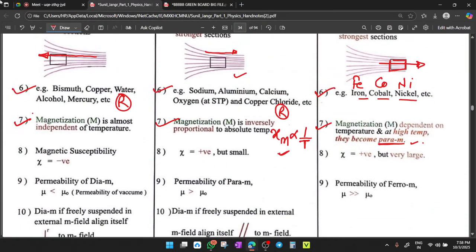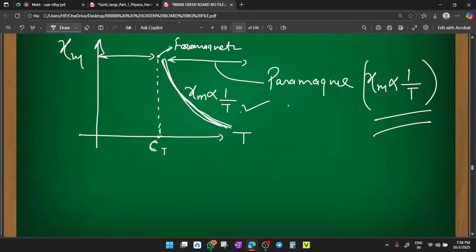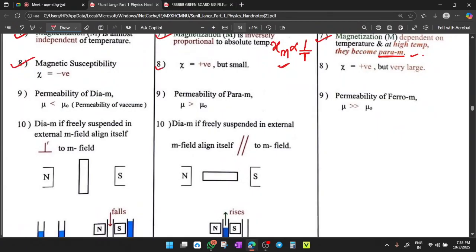For diamagnetic material, magnetic susceptibility is negative. Yes, because it creates its magnetization in the opposite direction. Clear? Magnetic susceptibility is negative. Here, for paramagnetic, the magnetic susceptibility is positive but small. Here, for ferromagnetic, the magnetic susceptibility is positive and very large.